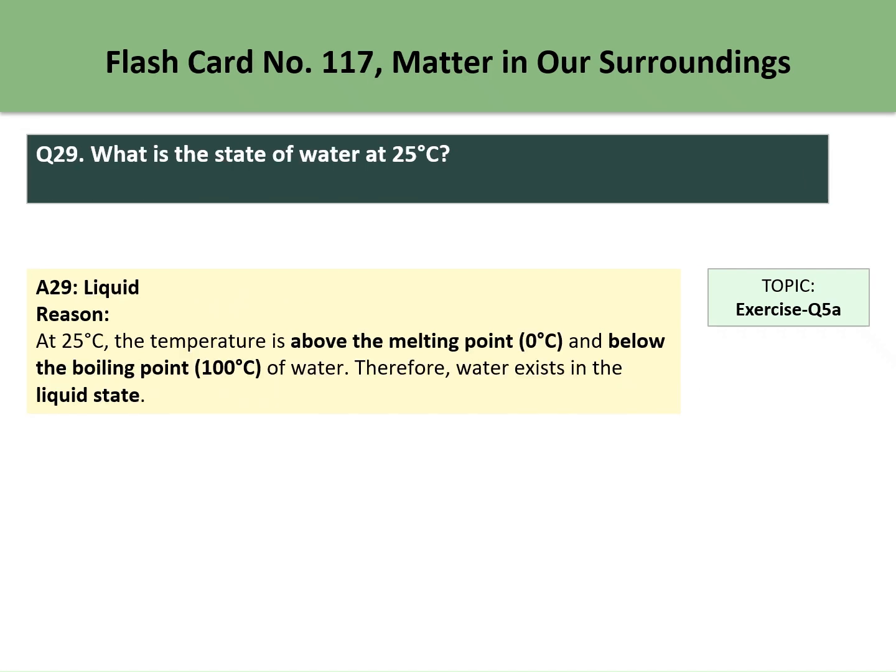Next. What is the state of water at 25 degrees Celsius? At 25 degrees, the temperature is above the melting point and below the boiling point of water. Therefore, the water exists in the liquid state.